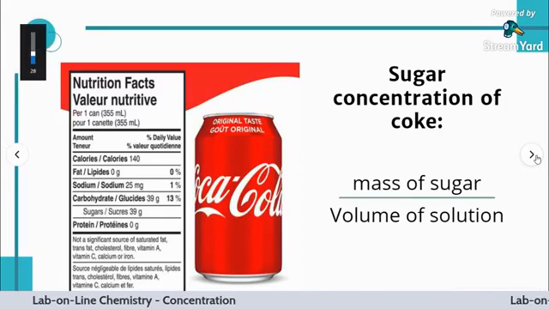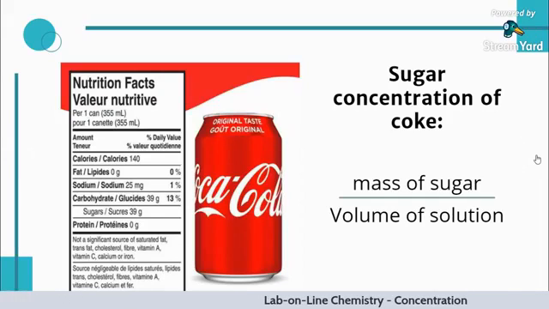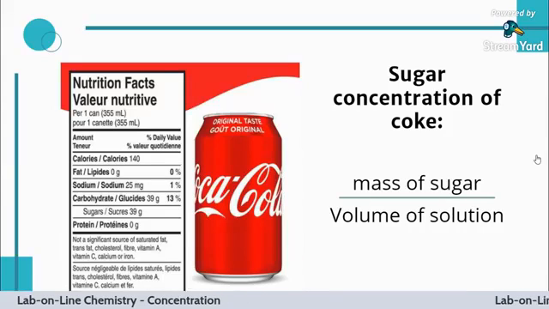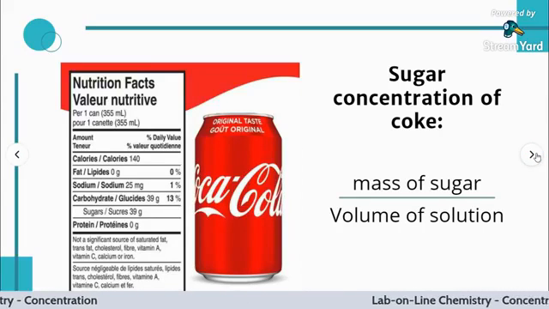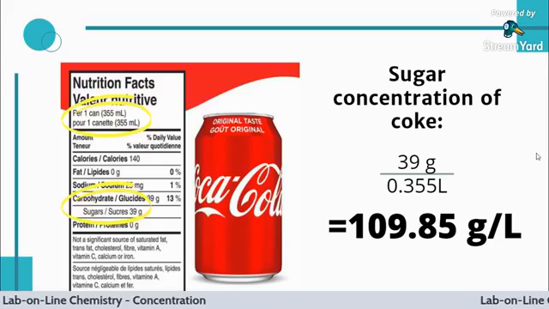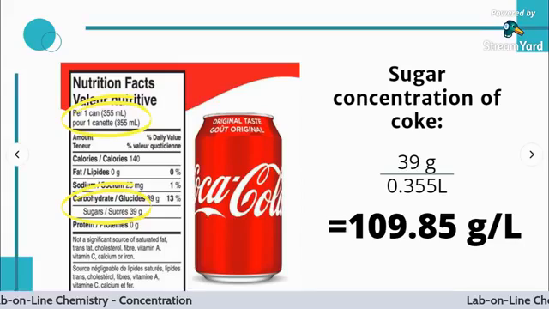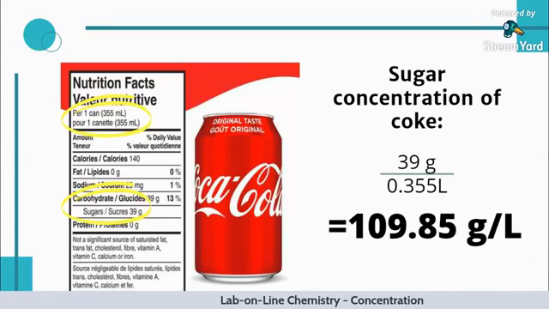So can you tell me what is the concentration of sugar in this Coca-Cola? Again, the formula is the measure of the solute, which is sugar, over the volume of the solution. So are you guys ready for the calculation? I bet you are. Let's go. The concentration of sugar of Coke will be 39 grams divided by 355 ml, which is also the same as 0.355 liter. This will give us the concentration of sugar as 109.85 grams per liter.